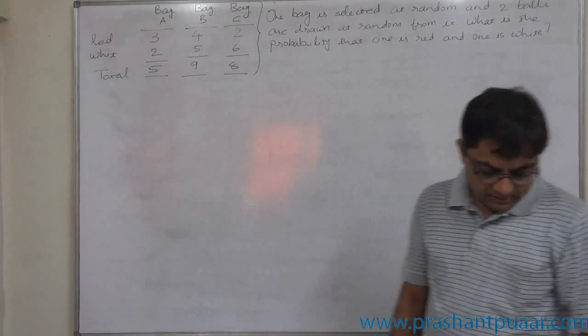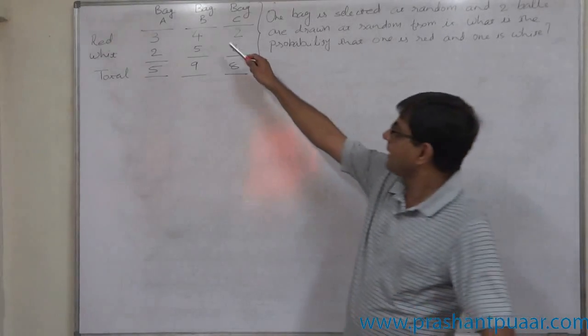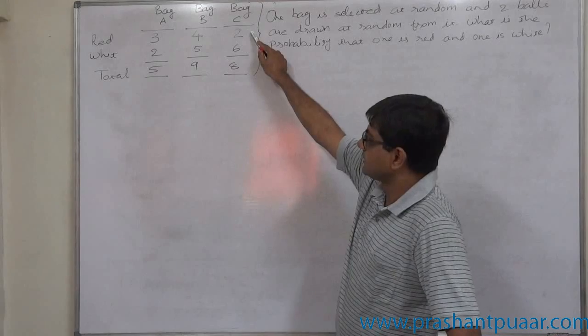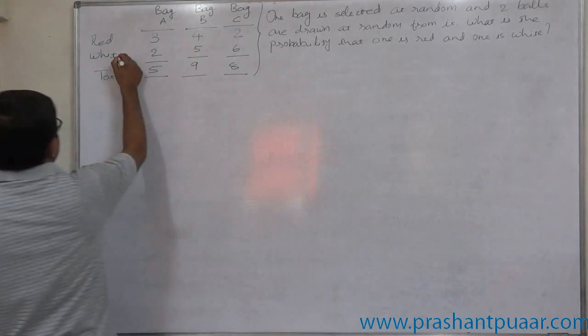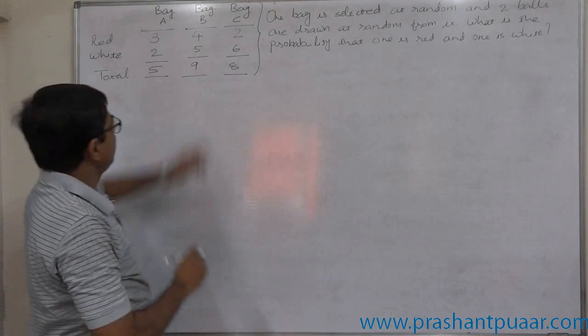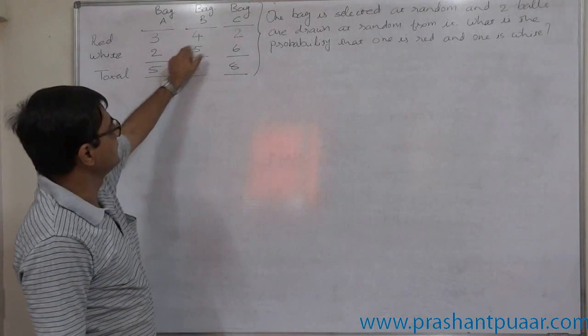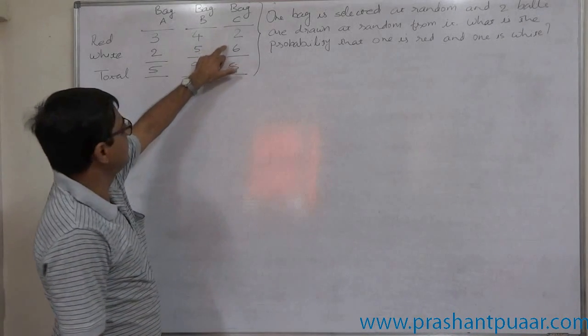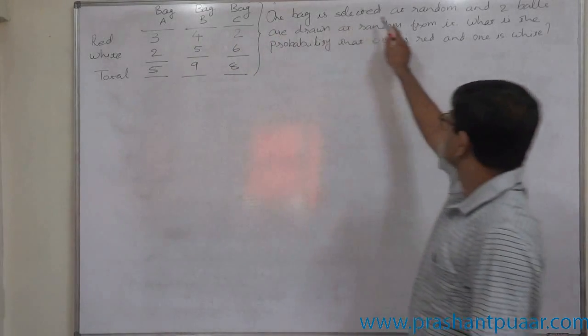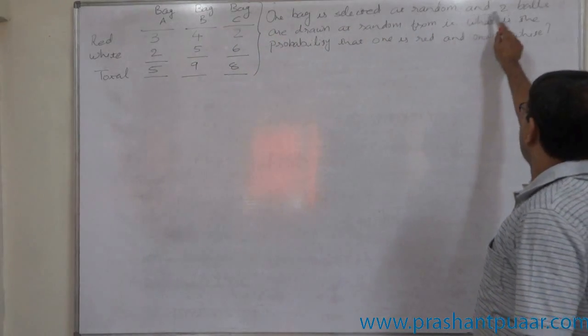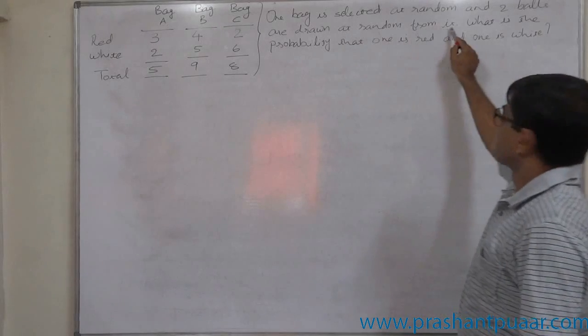In the next case, there are three bags, bag A, bag B and bag C. Bag A contains 3 red and 2 white balls. Bag B contains 4 red and 5 white balls. Bag C contains 2 red and 6 white balls. A bag, that means one bag, is selected at random and 2 balls are drawn at random from it.